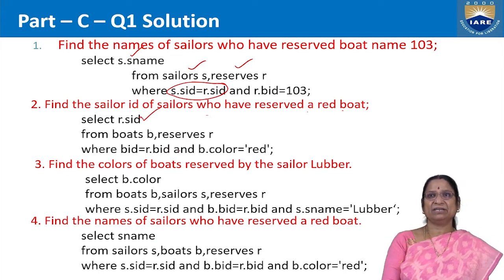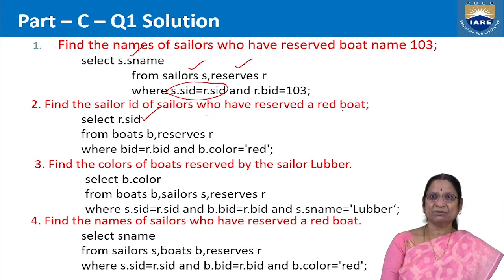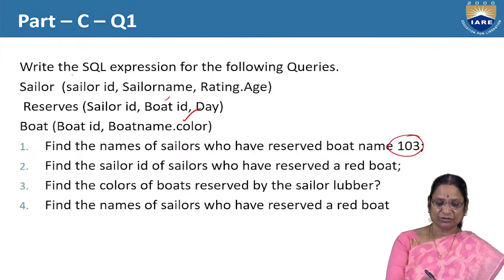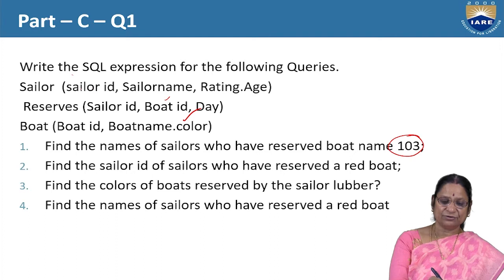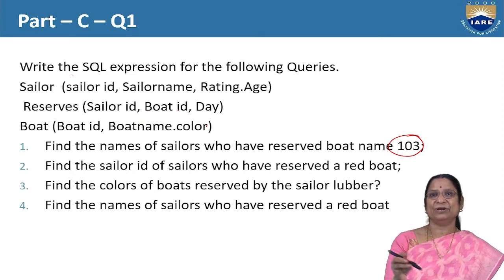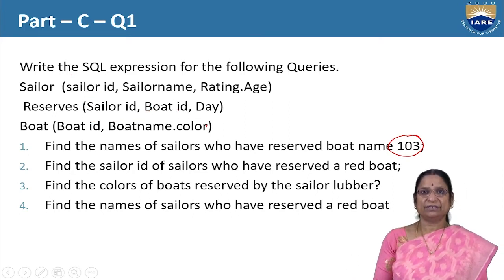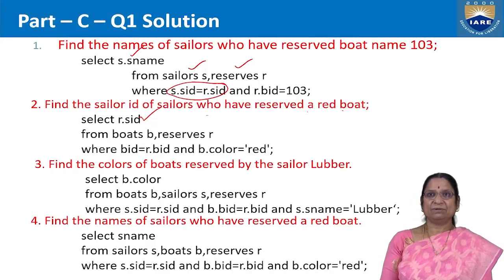We need not have any Sailors relation because our boat as well as reserves relations are sufficient. Sailor ID, even though available in these two, we can use only the Sailor ID of reserves and boat ID of these two join. Color is available. So that's why the first relation can be excluded. Even though you're thinking of three, the first relation can be excluded.